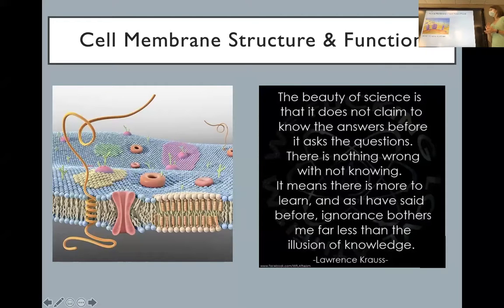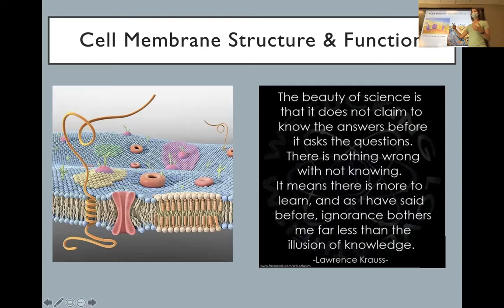We generally talk about it as a fluid mosaic. So it's fluid in that it kind of moves a little bit. It's not completely static and solid. And the mosaic aspect, if you know art, a mosaic is just kind of a mix of a bunch of different tiles or different materials. And that's exactly what the plasma membrane is.